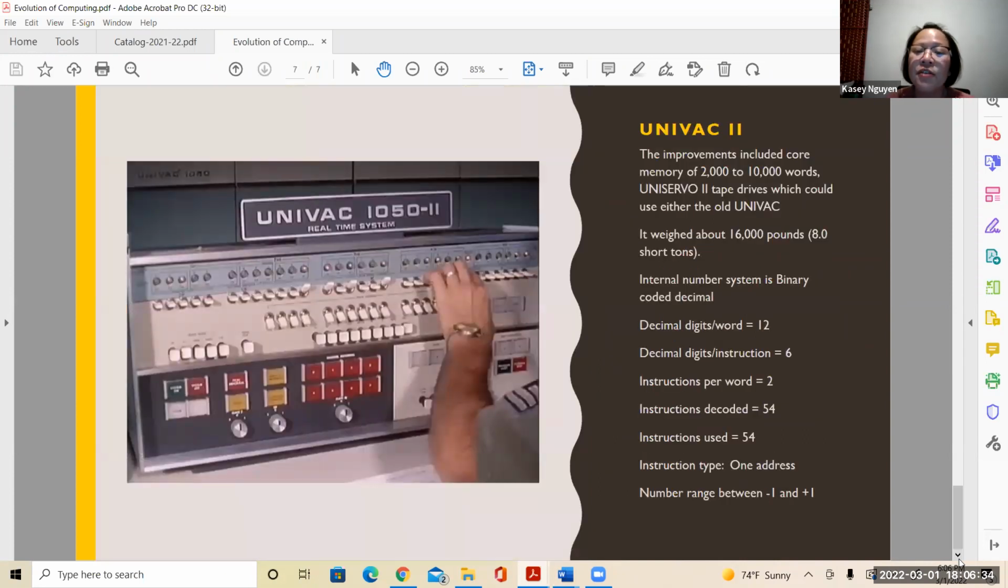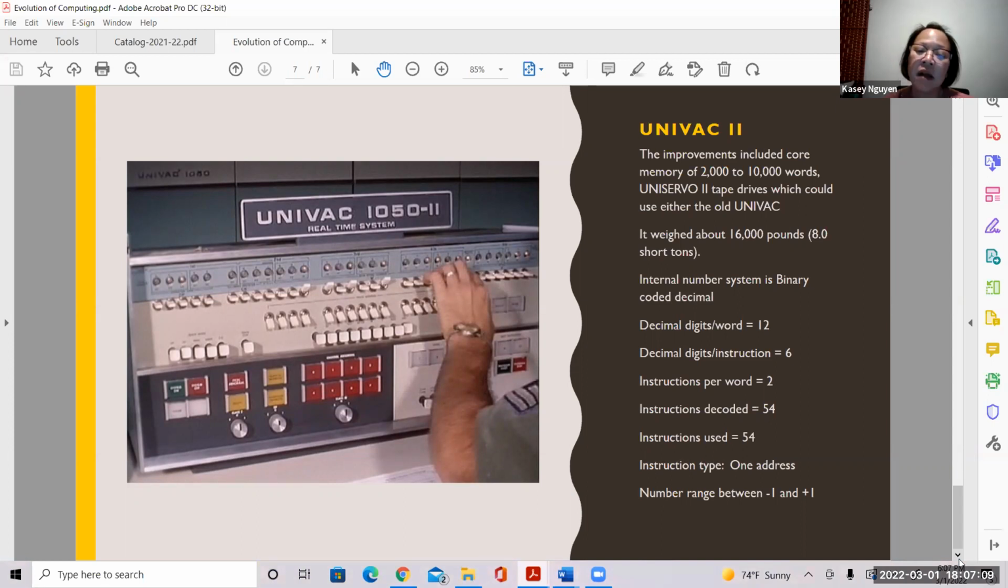And then the UNIVAC 2 was a later model that transitioned from UNIVAC 1. And from here, we started to see that we can implement text. And because of the von Neumann model, we were integrating memory and storage. Now, this system weighed about 16,000 pounds, so approximately 8 tons. And as you can see, the instructions were limited. The word size was limited. There were only 54 instructions used.